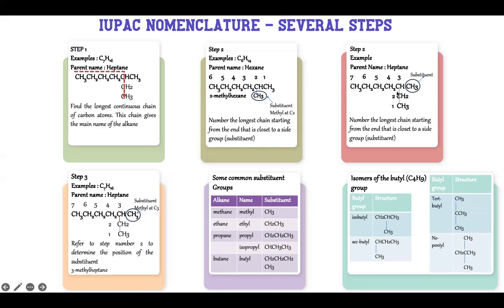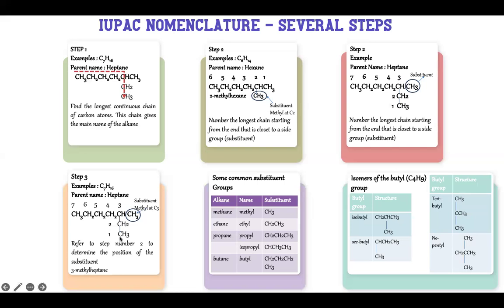And this is the example for the heptane, where you need to find the numbering of the longest chain starting from the end that is closest to the side group of the substituent. And then the third step, the example given here is heptane, where you have to refer to the step number to determine the position of the substituent.